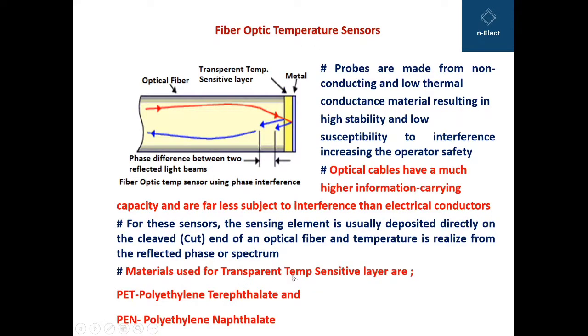Materials used for the transparent temperature sensitive layer, meaning this yellow part we are talking about, are PET, that is polyethylene terephthalate, and PEN, that is polyethylene naphthalate. So these are the chemical materials which are used for making this transparent temperature sensitive layer.